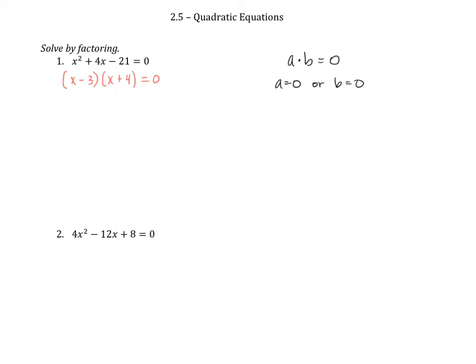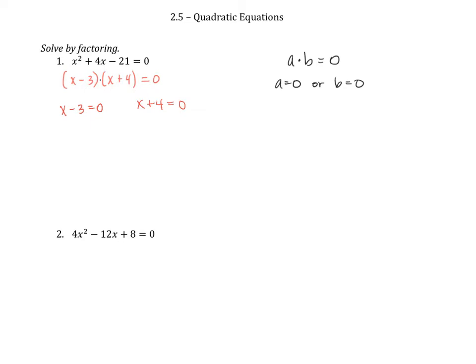We have x minus 3 times, so remember that this is a times, x plus 4. So that means I have 2 things multiplied together set equal to 0. That means one of these things must be 0, or they could both be 0. So we're going to set each factor equal to 0 separately, and then solve for each simplified equation. You can see when we break it apart, now we just have linear equations that we can solve.